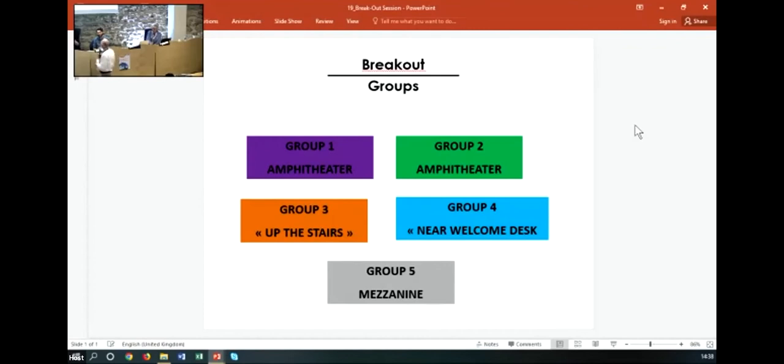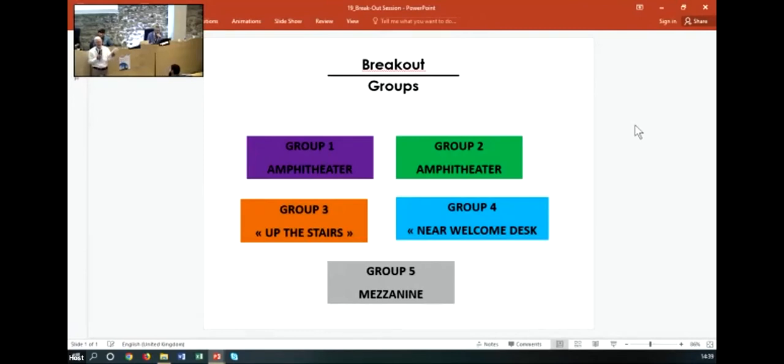Group 4, you're gonna meet by the welcome desk where you first came in. Again, there'll be people outside directing you. And then the 5th group is gonna actually go out and come up and meet in the mezzanine area here. And that also will be guided by our helpers outside there. So with that, you've got about an hour.